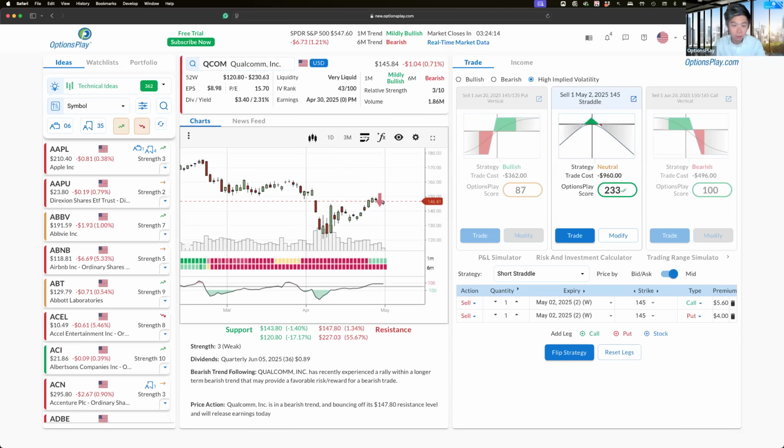So if you look at Meta, when it's a $500 stock, you might want to use a vertical there. It just reduces the overall capital outlay you need on the trade. But for Qualcomm, when it's a $145 stock, maybe you might want to just use a call option and get that unlimited upside.